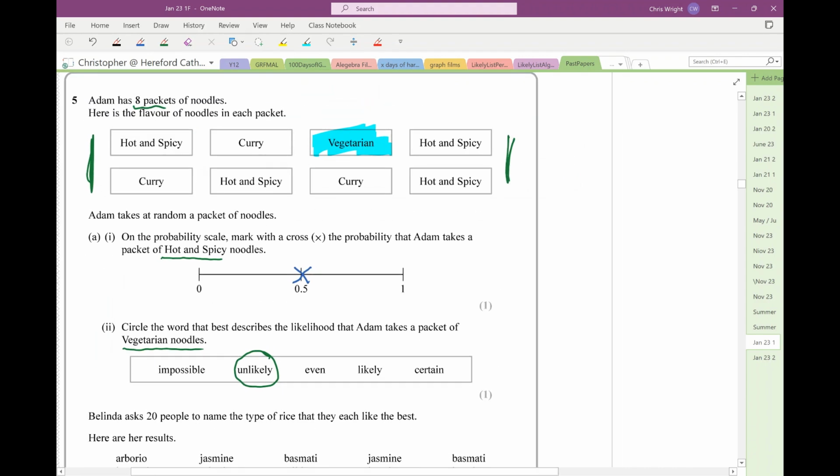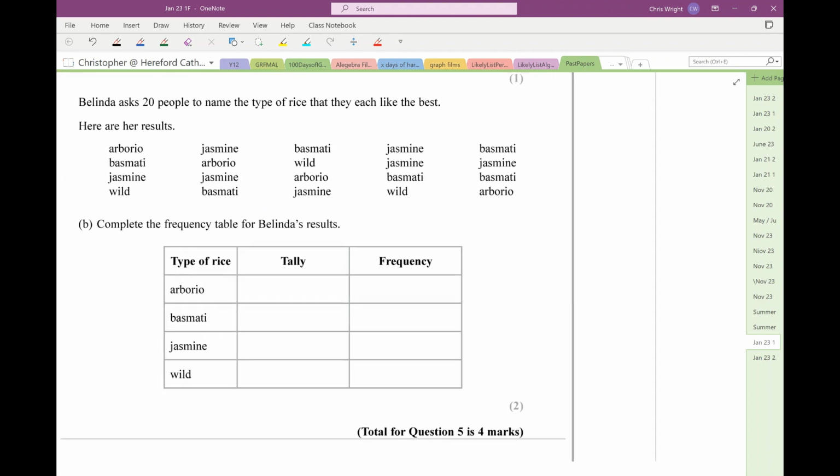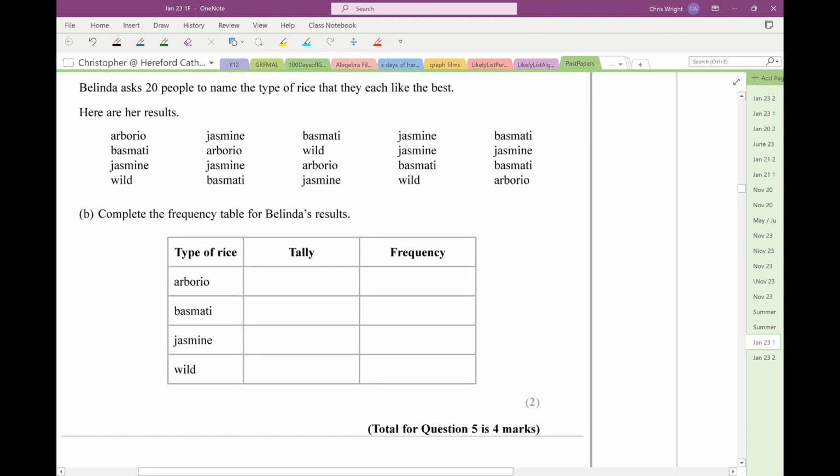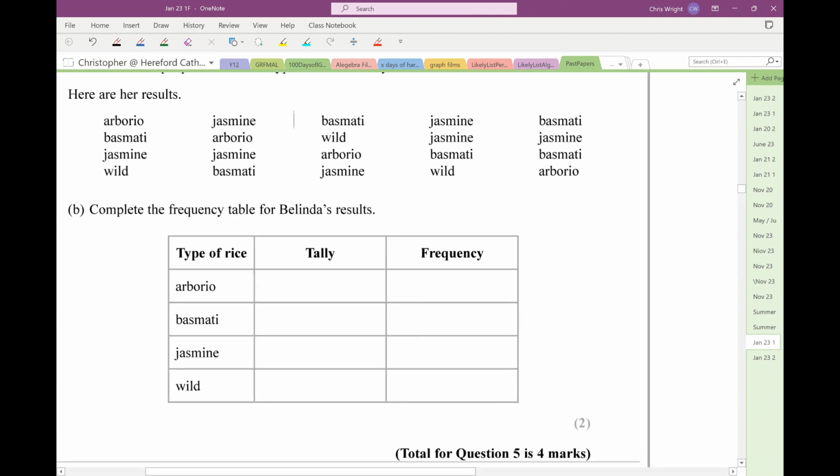Belinda asks 20 people to name the type of rice they like best. Here are the results. Okay. Complete the frequency table. Right, this is just a test. Can you tick off and tally? Tick off and tally. So do it like this. Do it slowly and carefully. Tick off, tally. You could go along the rows.